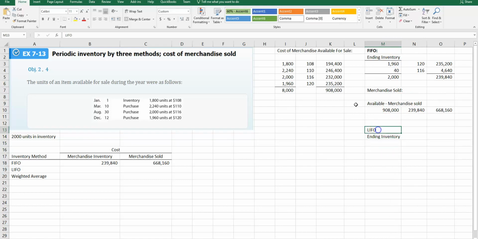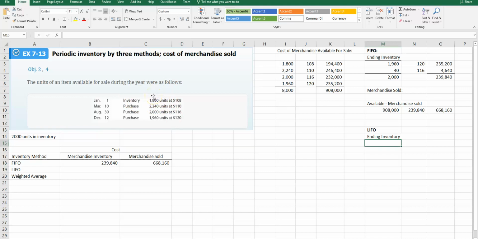Okay, so make that bold. We still have to come up with 2,000 units that are in ending inventory. Under LIFO, though, the last ones to come in are the first ones to be sold. That means our ending inventory is made up of these earlier costs. They're the ones we didn't sell.